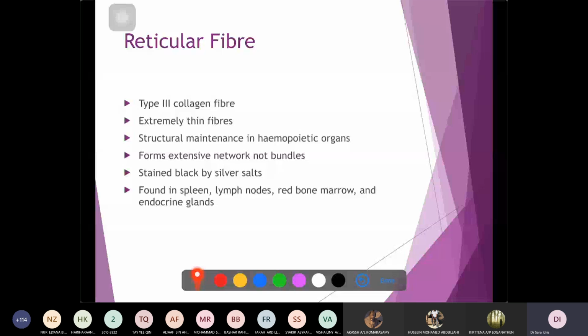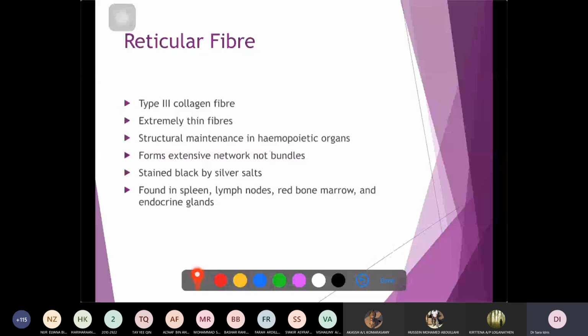Reticular fibers are very thin fibers, and they are important in the structural maintenance of hemopoietic organs. You find them in lymph nodes and the spleen, things related especially to hematopoiesis. They form extensive networks. They don't form bundles like your normal collagen fiber does. They form a net-like appearance, and they're special because they're stained by silver salts. If you want to see reticular fiber clearly, you have to stain it with silver salts as opposed to just normal H&E staining.